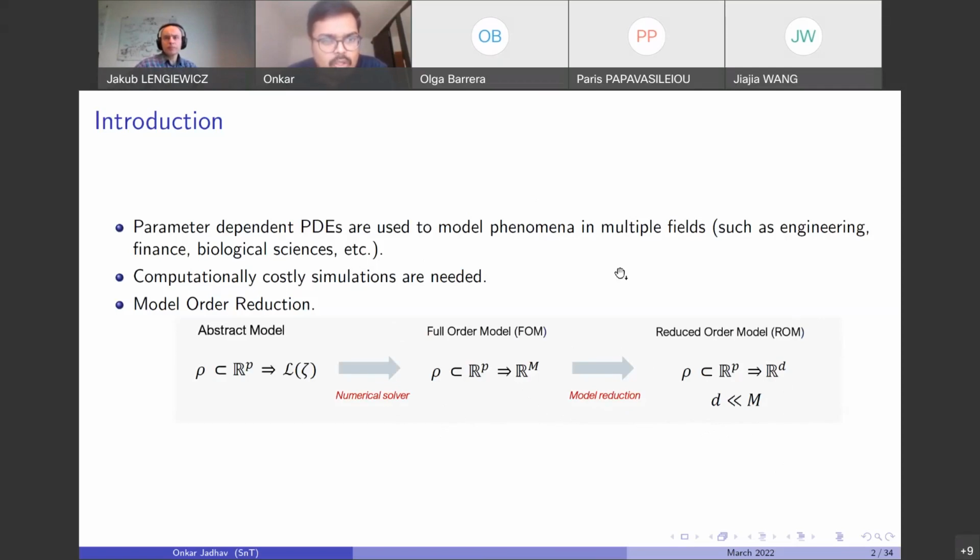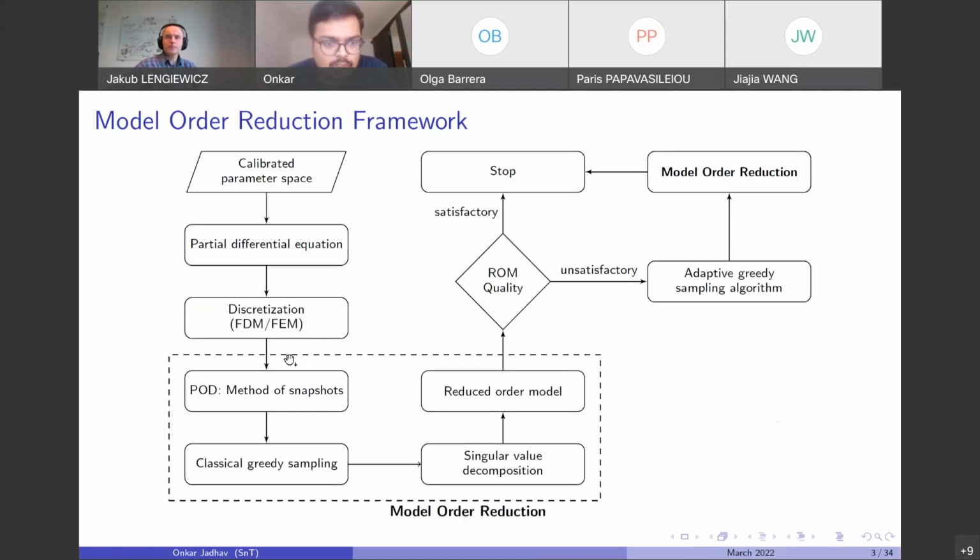So the developed model order reduction framework looks something like this. First, we start with the discretization of the partial differential equation, using either the finite difference method, finite element method, or even a finite volume method. And in my work, I have used a projection-based technique called proper orthogonal decomposition, which relies on the method of snapshots in order to generate a reduced order model. This method demands that we solve the discretized full order model for some training parameters. And thus, to select these training parameters, I have implemented either the classical greedy sampling approach or the adaptive greedy sampling approach.